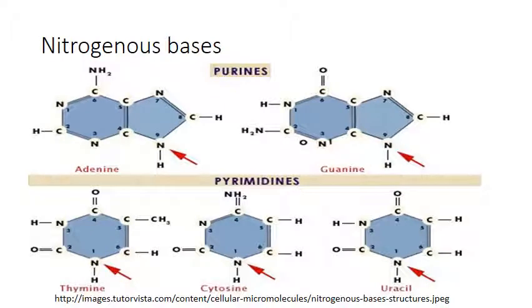There are two types of nitrogenous bases, purines and pyrimidines. Purines are of two types, adenine and guanine, whereas pyrimidines are of three types, thymine, cytosine and uracil. The basic difference between purines and pyrimidines is that of rings. Purines have two rings, one hexagonal and one pentagonal, whereas pyrimidines have only one hexagonal ring.